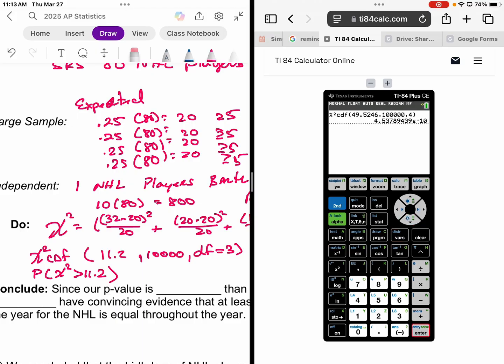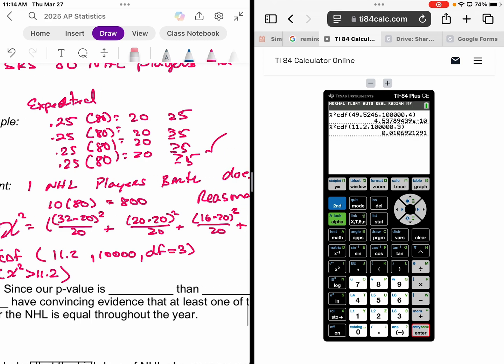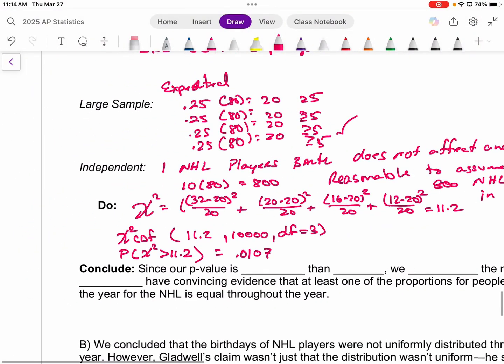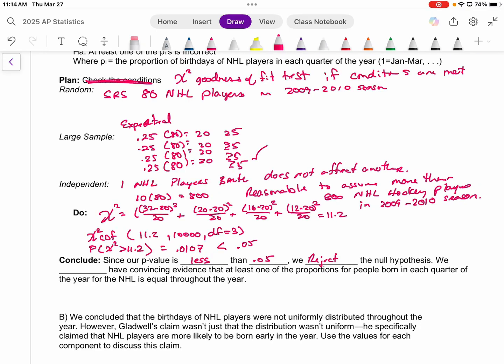At least it saved my information. There we go. So we get our chi-squared probability is 0.0107. And again, as we compare that to our alpha, 0.05, we know we're less than. So since our p-value is less than 0.05, we reject the null hypothesis. We do have convincing evidence that at least one of the proportions of people born in each quarter of the year in the NHL is not equal throughout the year.